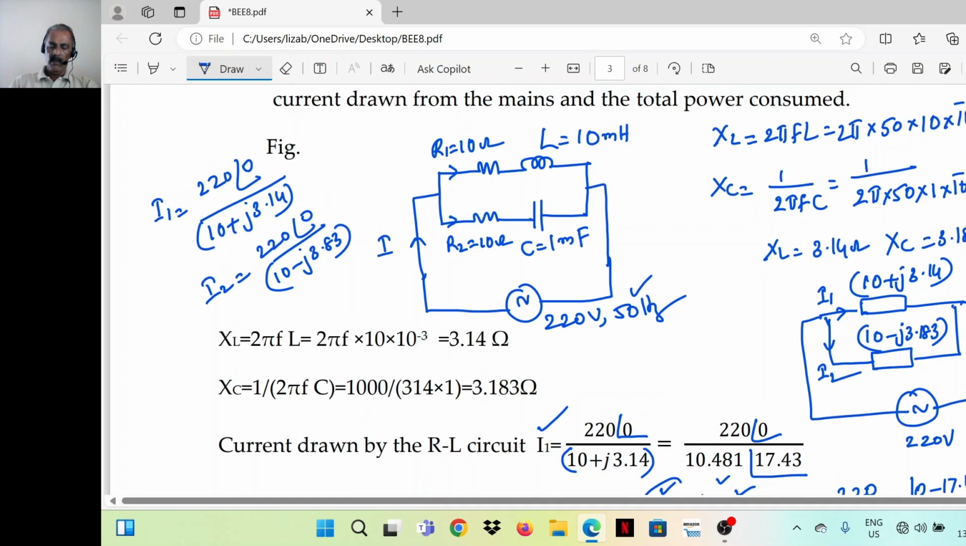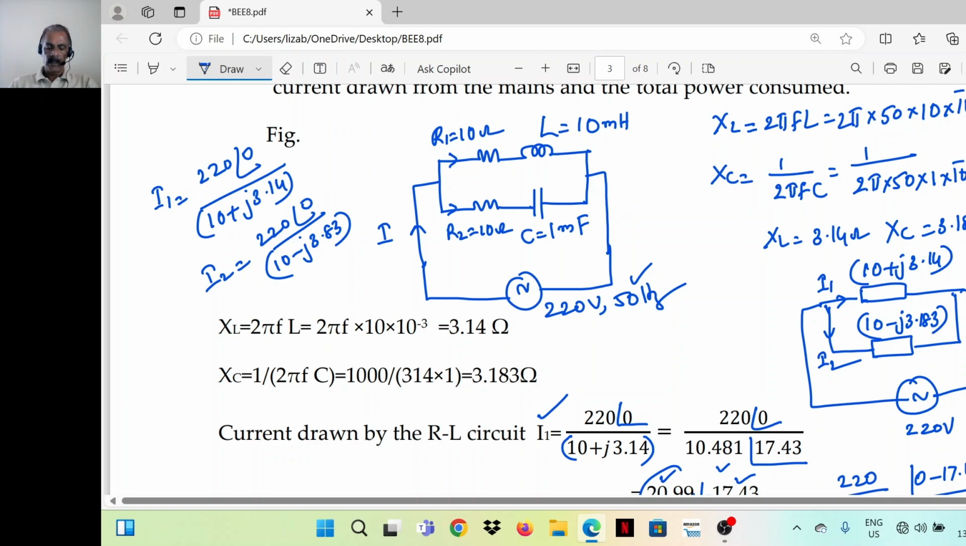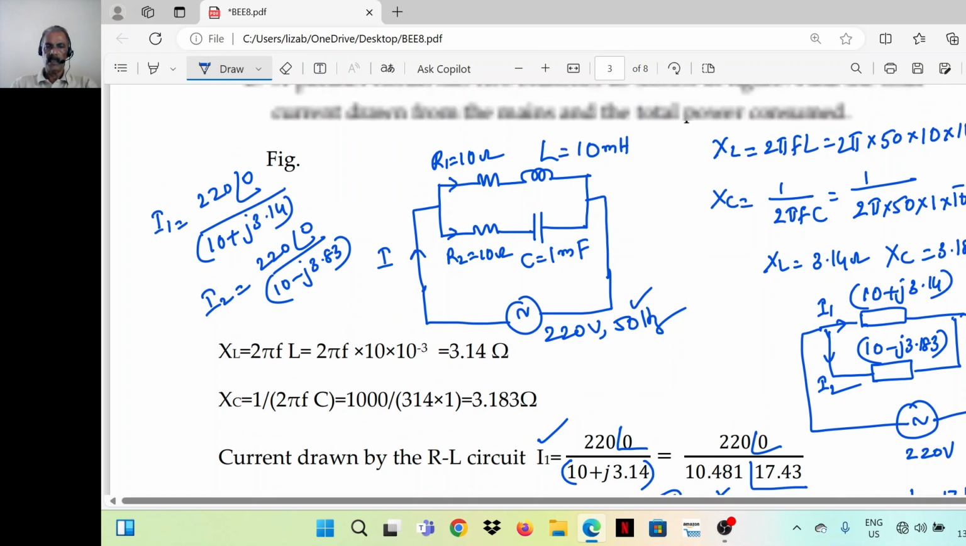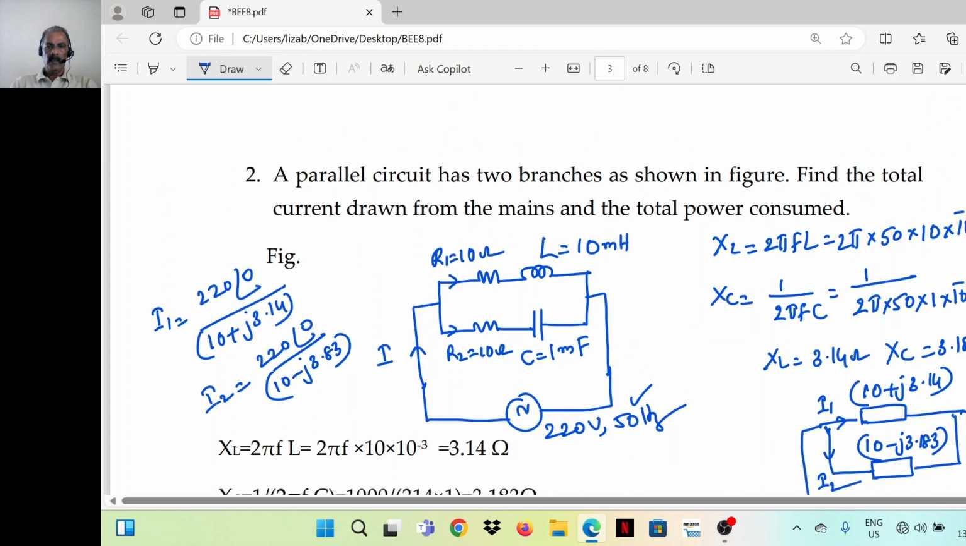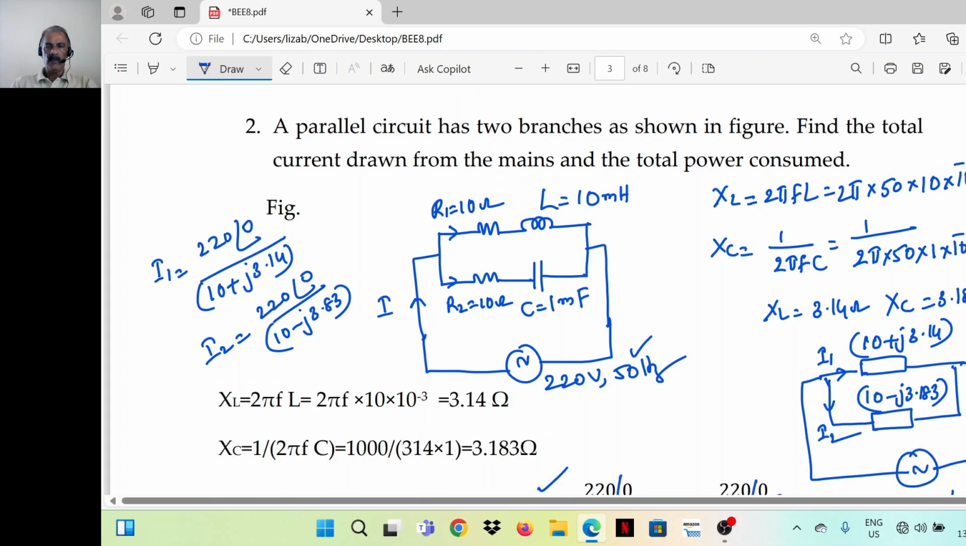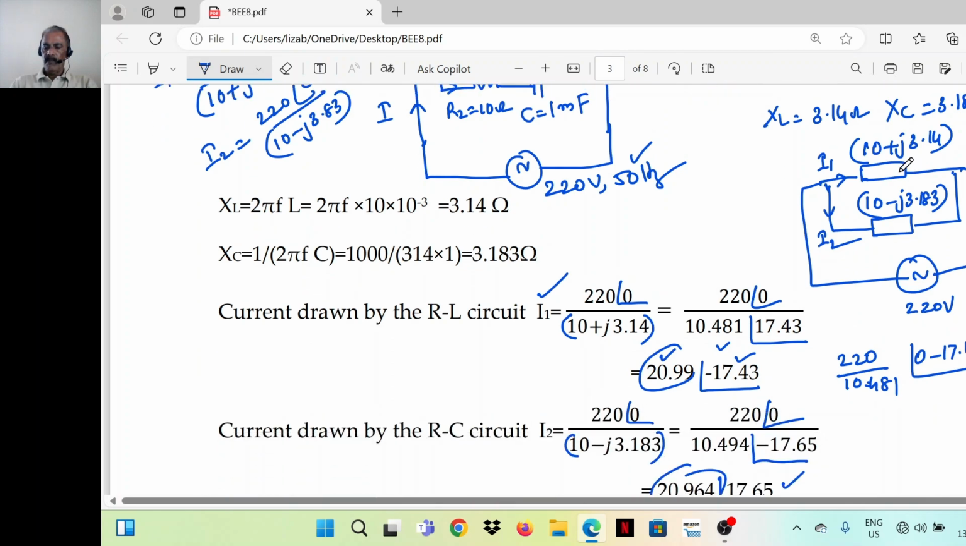Now you can find it by an alternate method also. So we know the impedances. First branch 10 plus j 3.14, second branch is 10 minus j 3.83. Find the equivalent impedance. Applied voltage divided by equivalent impedance will give you the total current. Then we can divide it between the branches. Like that also these branch currents can be found out. Branch currents are not required actually, only total current is enough. So we can find the equivalent impedance.